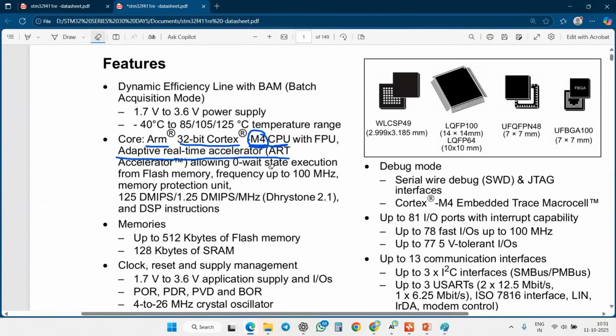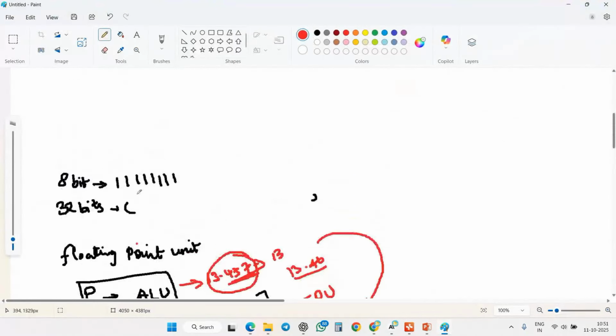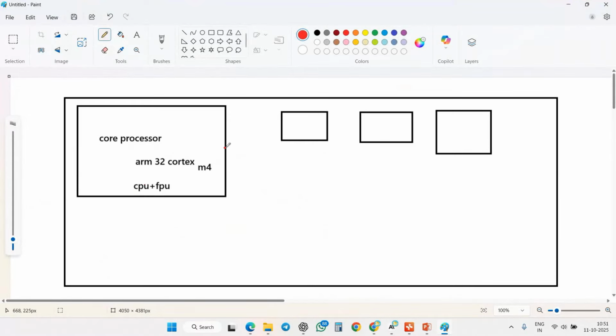So what is the meaning of adaptive real-time accelerator? I'm going to explain this concept. It is called ART. And its purpose is that it allows zero wait state execution from flash memory. So you need to discuss the memory concepts and all of this. So what are those memories inside this?